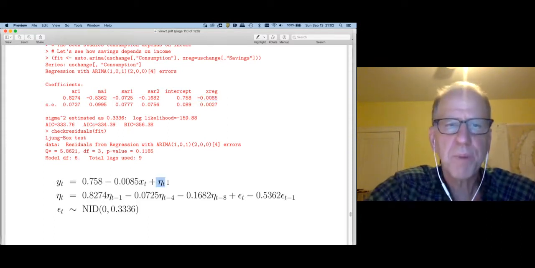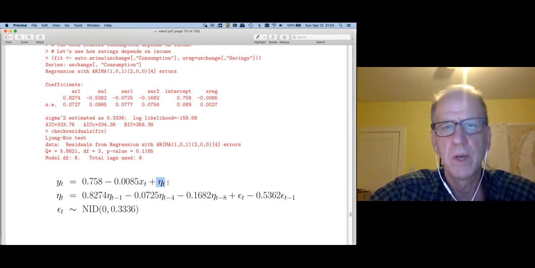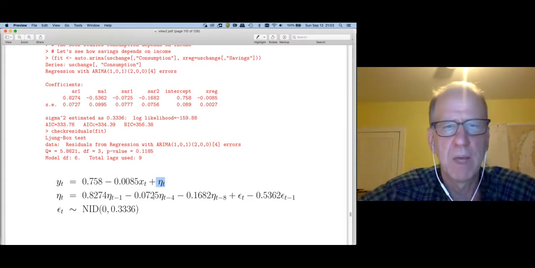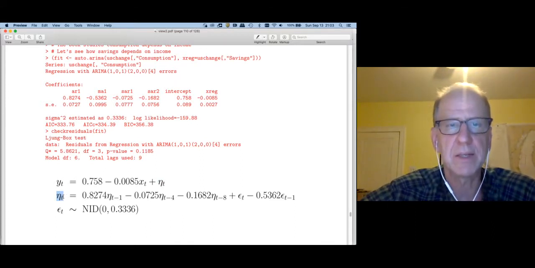The last part of this equation is one of these eta errors. So eta is not white noise. Eta is going to be some sort of ARIMA process. So the next equation tells us exactly how we get these etas.